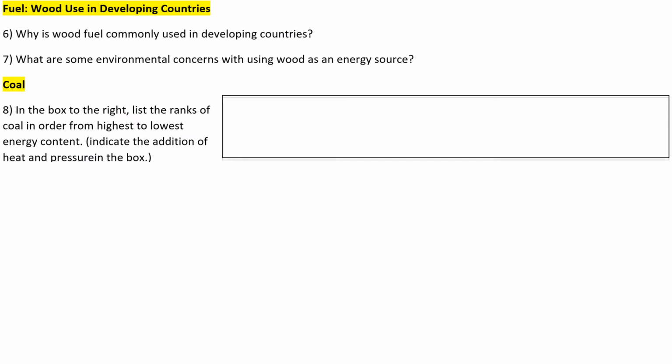Why is wood fuel commonly used in developing countries? So wood is commonly used because it's widely available and it is cheap. Number 7. What are some environmental concerns with using wood as an energy source?